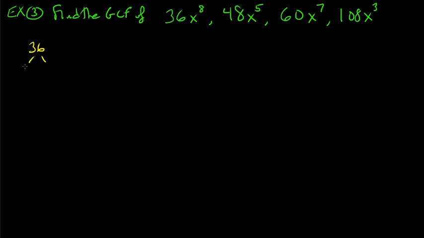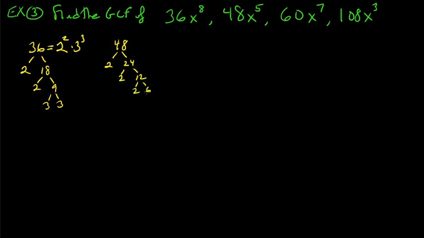You can do 6 times 6, but let's do it this way. How about 2 times 18? 18 is 2 times 9, and 9 is 3 times 3, right? But we get the same result. 2 to the 2 times 3 to the 2. Okay. And then the 48, right? So 48 is 2 times 24. 24 is 2 times 12. 12 is 2 times 6. 6 is 2 times 3. So we have how many 2's? 1, 2, 3, 4 2's, right? So 2 to the 4 times 3 to the 1.